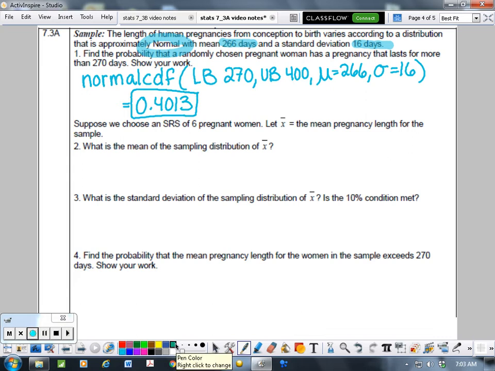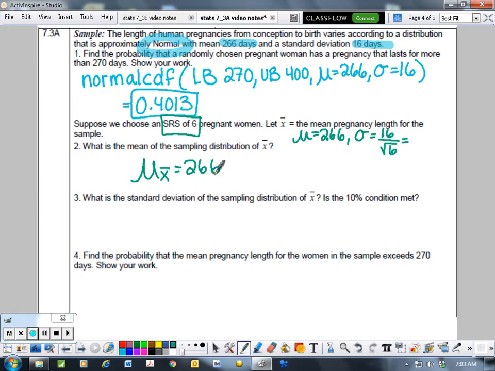So for the next part, now we're taking a sample. We have a simple random sample of 6 pregnant women. Our mean is still going to be 266 for our sampling distribution, but our standard deviation is going to change. It's now going to be 16 divided by the square root of 6. So what is the mean of the sampling distribution? The mean of our sampling distribution should be the same as the mean of our population, 266. What is the standard deviation?